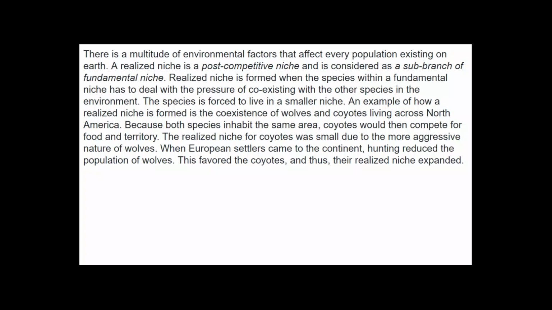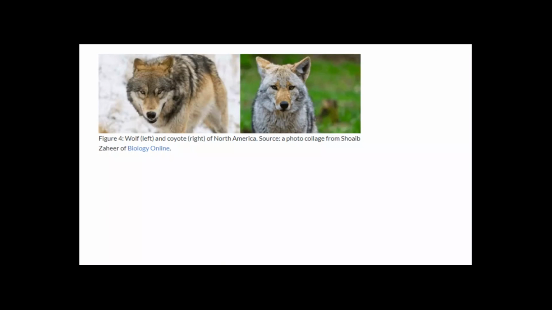An example of how a realized niche is formed is the coexistence between wolves and coyotes across North America. Because both species inhabit the same area, they compete for food and territory. But the realized niche for coyotes was small, due to the more aggressive nature of wolves. But when the European settlers came to the continent, hunting reduced the population of wolves, and this favored the coyotes, and thus their realized niche expanded. They occupy similar niches, but the wolf is more aggressive than the coyote, and therefore the wolf occupied a larger area of land. But when people started hunting the wolves and their population decreased, coyotes could occupy more of the land again.